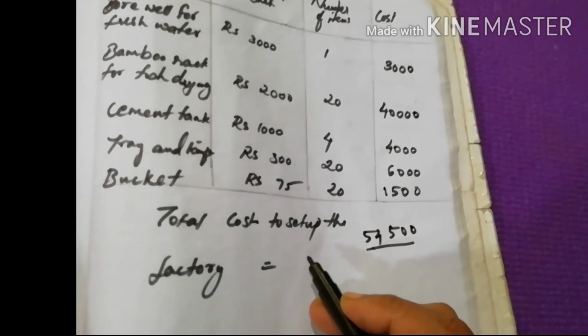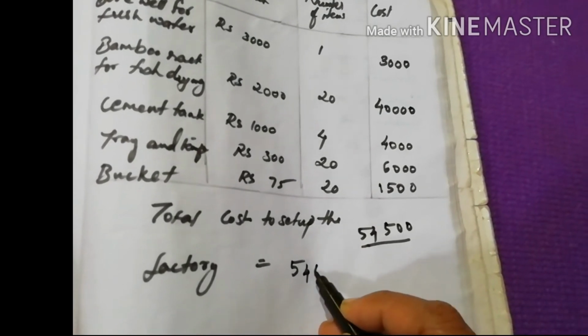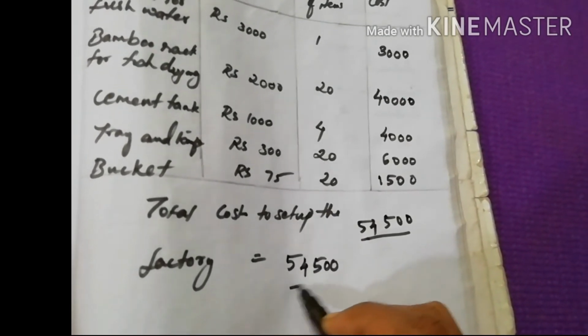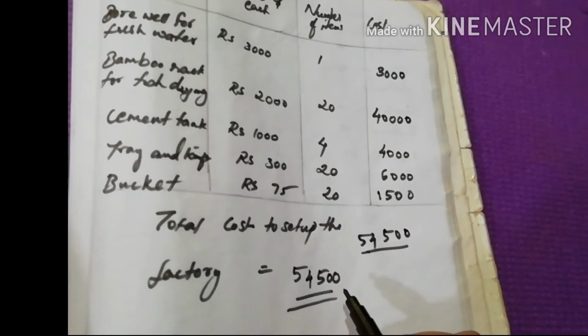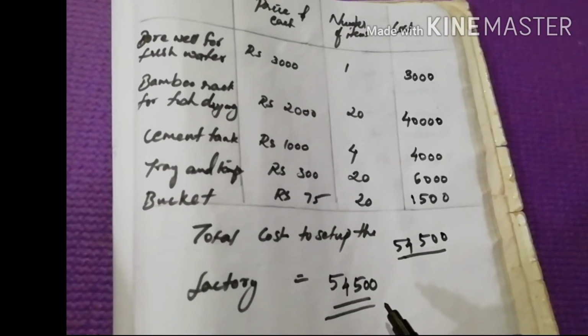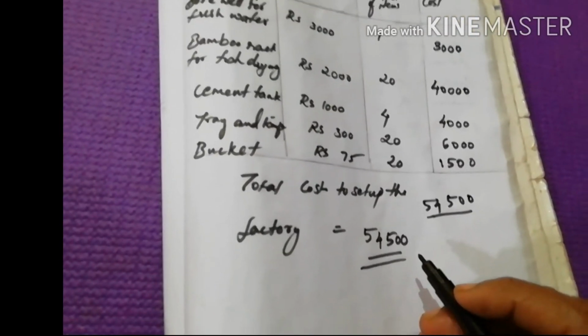This is the sum. So for setting up the factory we need this amount. Okay, that is 54,500 rupees for setting up a factory. Okay, then we have one question.